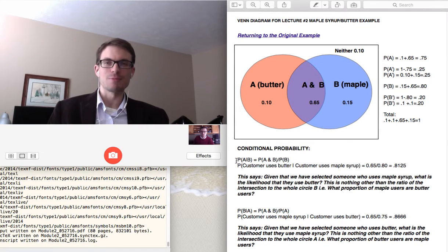So here's the mathematical statement. Probability of event A conditional on event B is equal to the probability of the intersection divided by the probability of event B. So we have the probability that a customer uses butter conditional on being somebody who uses maple syrup. So it's 0.65 divided by 0.8 or 0.8125. What's going on here? Well, what we're essentially doing is we're looking to find the ratio of the intersection to the entire circle B. So this is giving us what proportion of maple users are butter users.